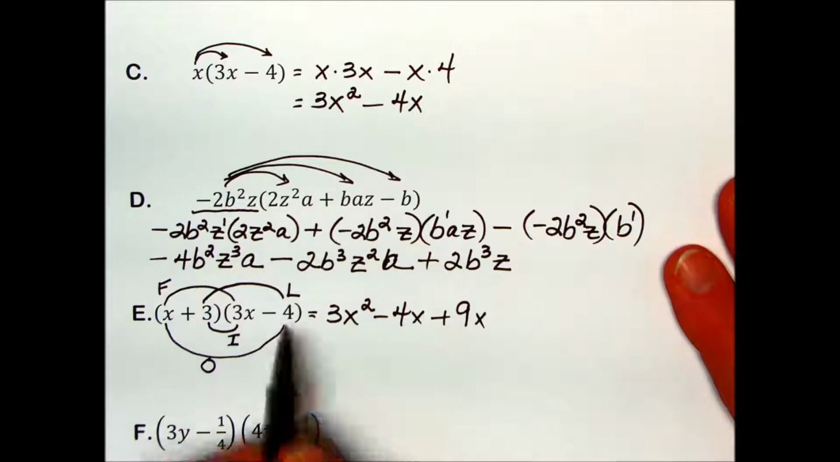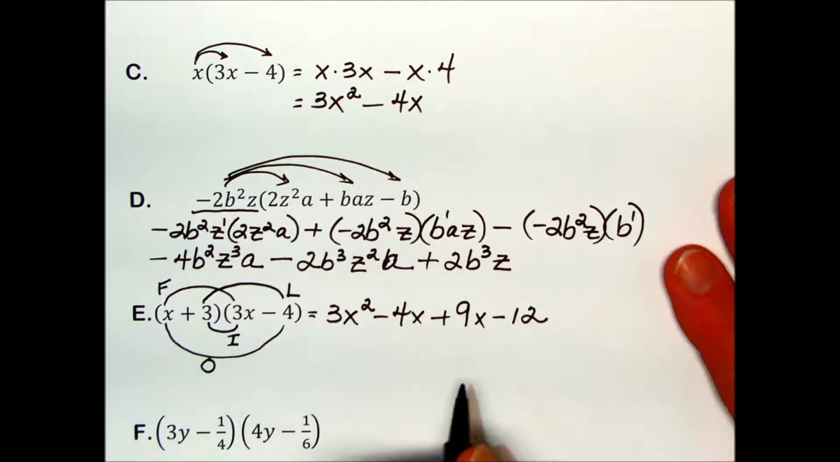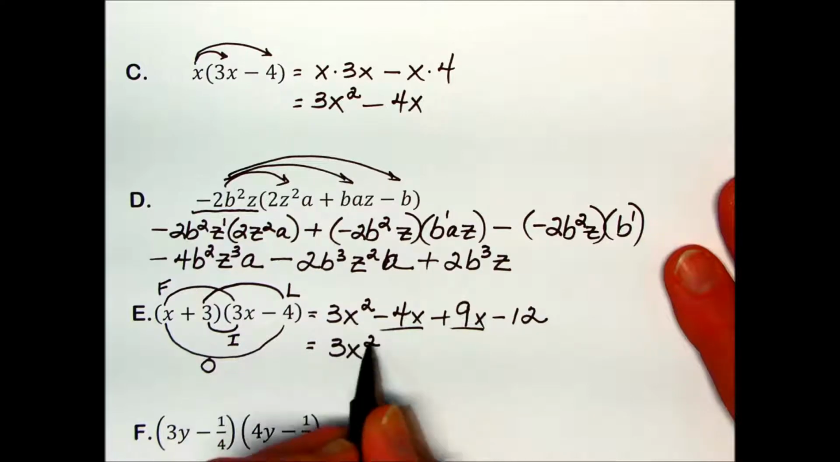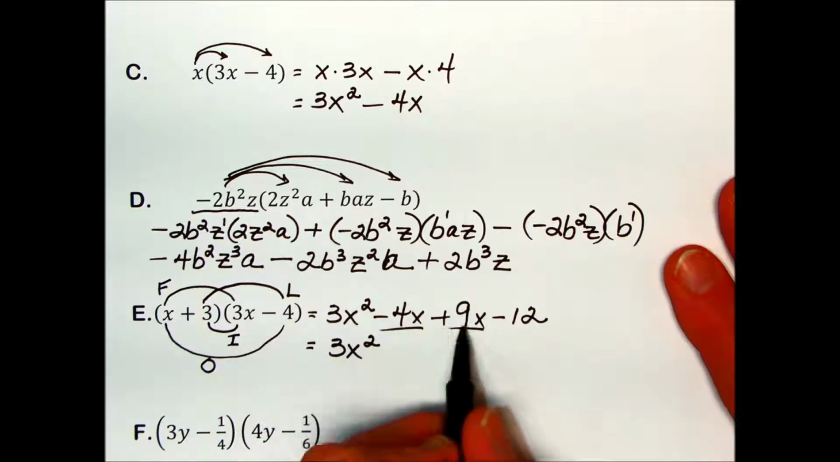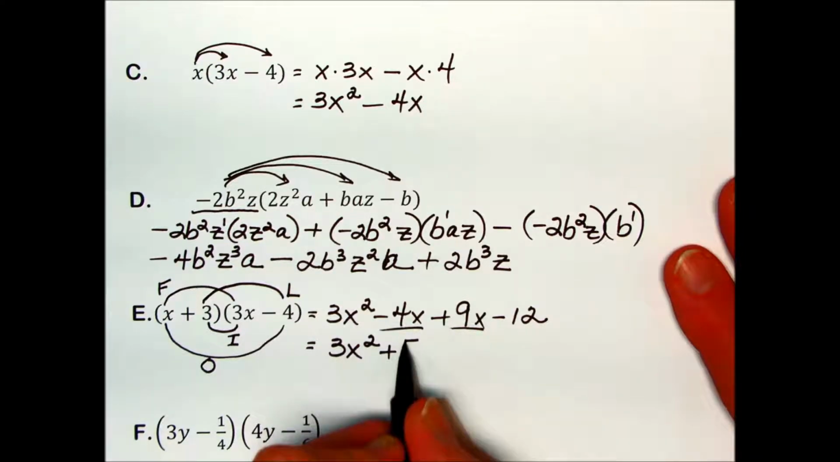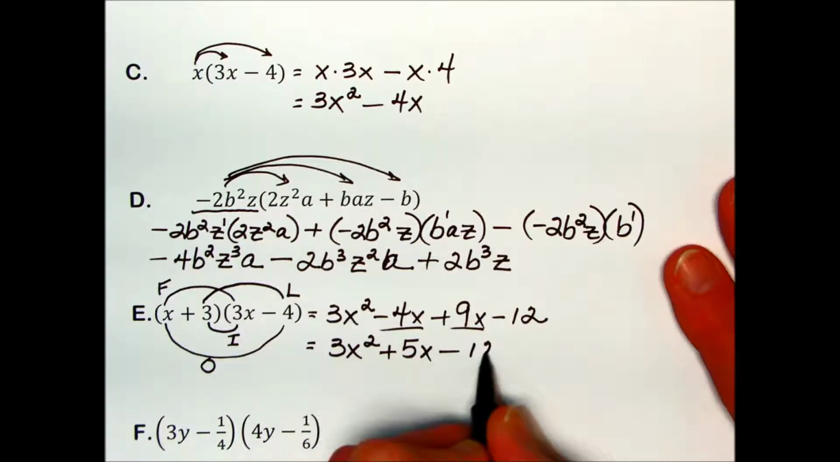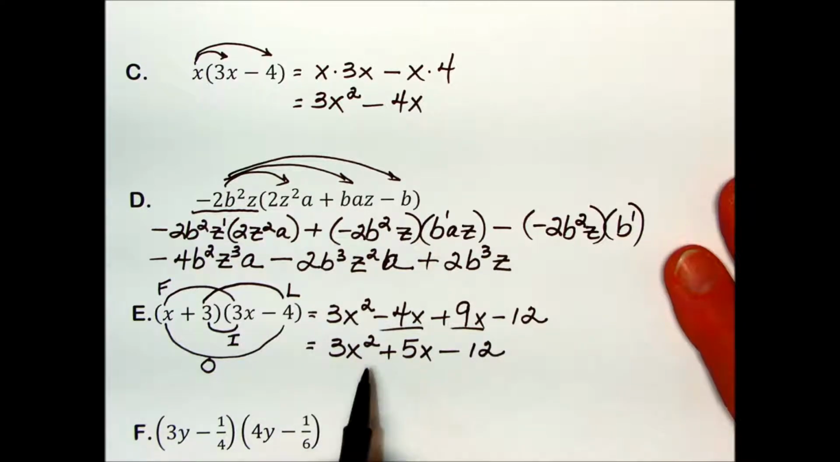The second term in each of the pairs, 3 times a negative 4, is a negative 12. Simplifying if possible, and we do have similar terms. Nothing to combine with the highest power. Negative 4x plus 9x are similar. When we combine those, we end up with a 5x and then a minus 12, our constant term.